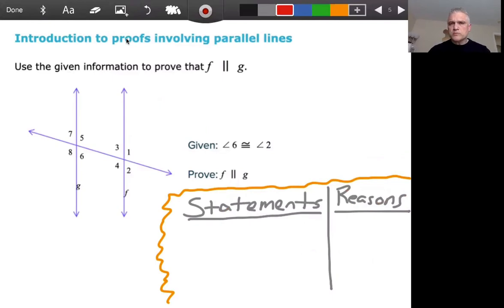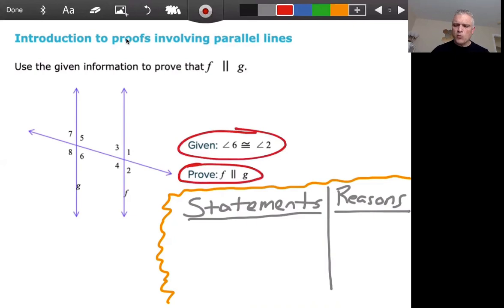Introduction to proofs. I'm going to give you just a taste of it in unit 2, and then in unit 3 we're going to have a lot of proofs. So they're saying, I'm giving you this statement and your proof. What I want you to prove, the very last statement in your argument, your reasoning, has to be that line F is parallel to line G.